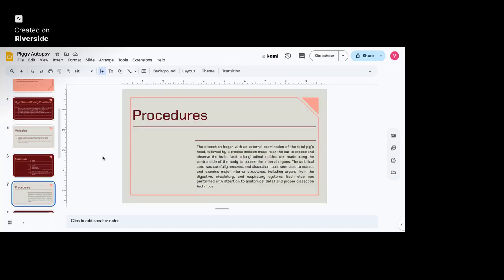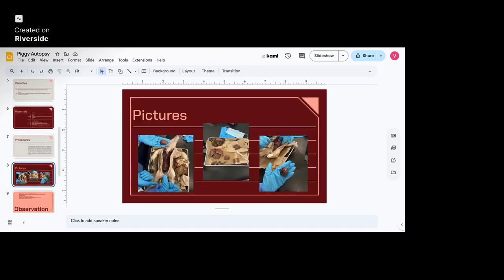For procedures, the session began with an external examination of the fetal pig's head, followed by a precise incision made near the ear to expose and observe the brain. Next, a longitudinal incision was made along the ventral side of the body to access the internal organs. The umbilical cord was carefully removed, and dissection tools were used to extract and examine major internal structures, including organs from the digestive, circulatory, and respiratory systems. Each step was performed with attention to anatomical detail and proper dissection technique.